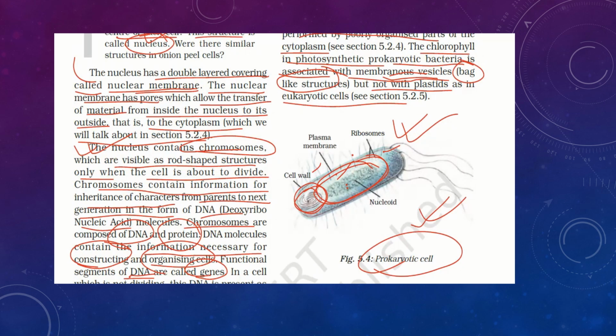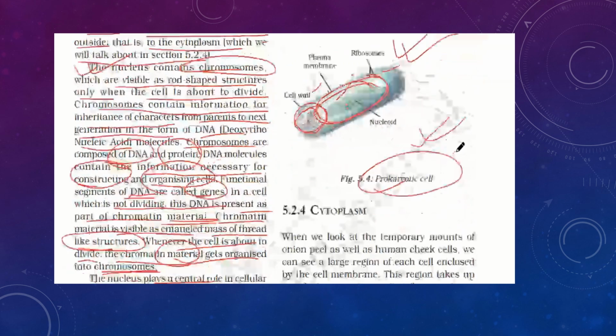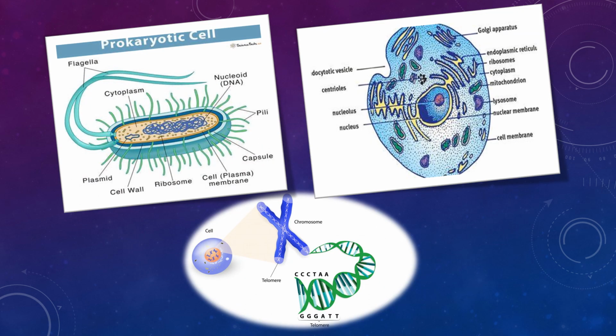Now we will see in the next slide the prokaryotic cell and the eukaryotic cell, and we will put stress on those chromatin fibers, DNA and all. Then we will move on to the cytoplasm. Now you can see here three diagrams I have shown you. The first one is of a prokaryotic cell. Here you can see the nuclear material. It is not covered by a nuclear membrane, right? That part is called the nucleoid.